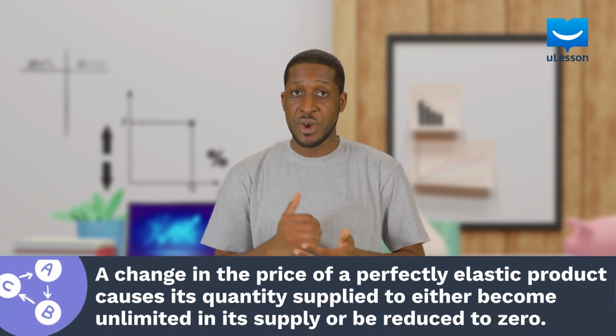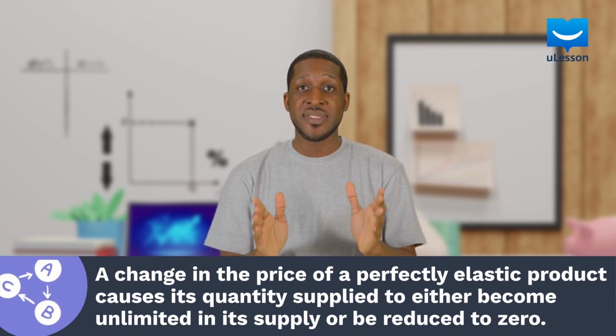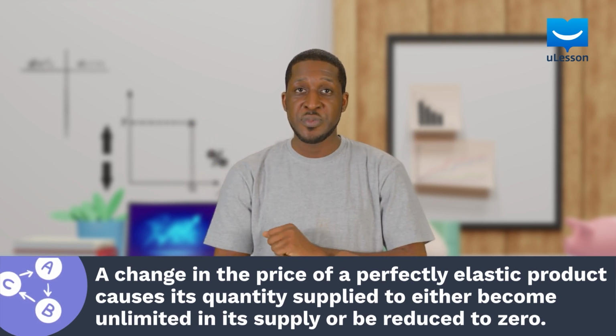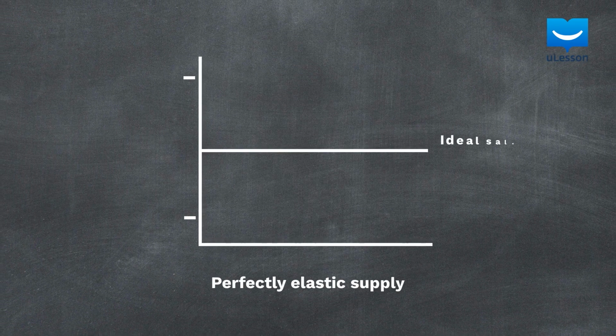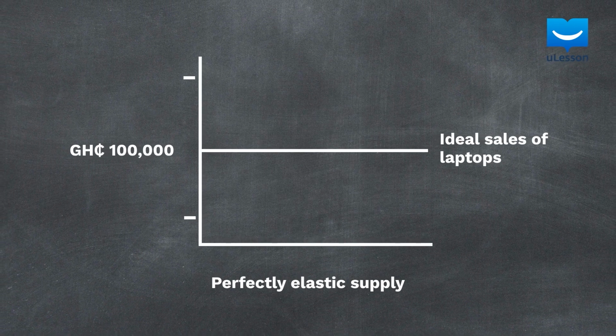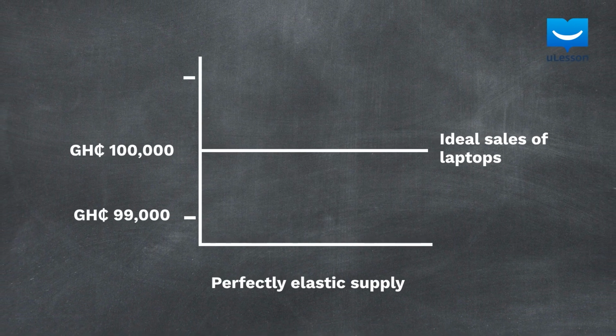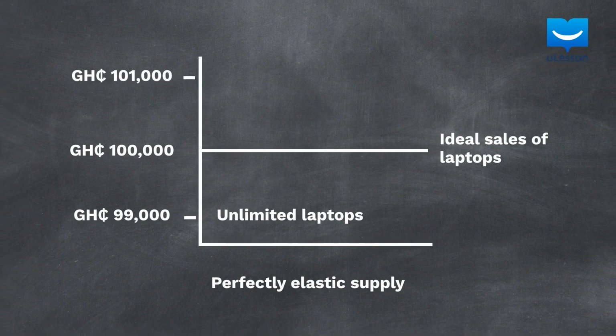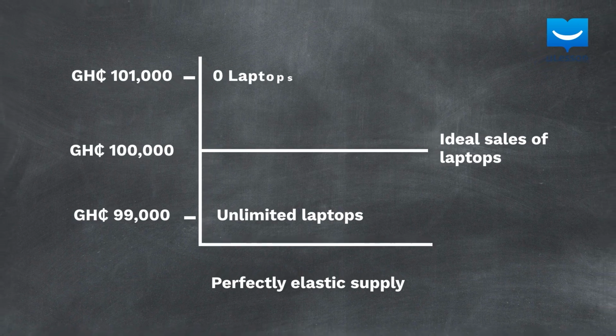Now, let's discuss perfectly elastic supply. When supply is perfectly elastic for a product, a change in the price of the product causes its quantity supplied to either become unlimited in its supply or to be reduced to zero. That is, if a laptop costs 100,000 cities and its price drops to 99,000 cities, its supply will be unlimited. In comparison, if its price increases to 101,000 cities, its supply will become zero. There are no real-life examples of perfectly elastic products, and it is a hypothetical concept used for economic analysis.